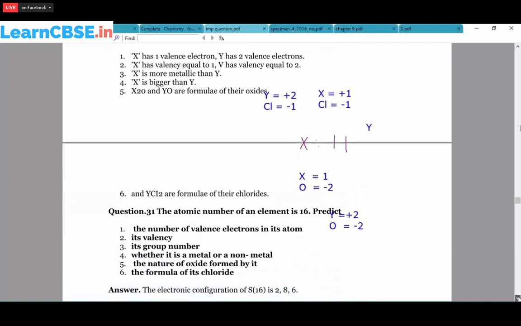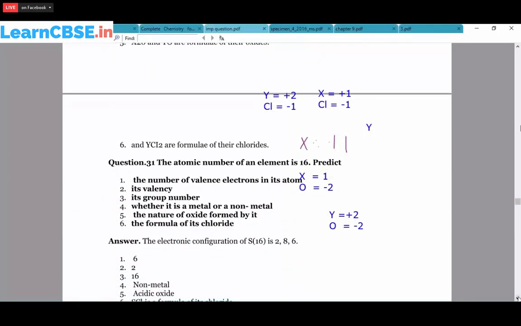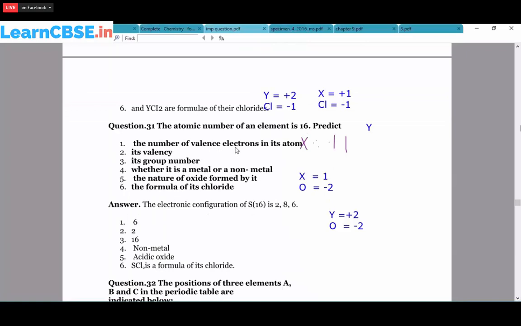Next question. The atomic number of an element is 16. Predict the number of valence electrons in its atom. So what we can do is write the electronic configuration for this: 2, 8 and 6. Based on this we can find out how many valence electrons there are. So the number of valence electrons is 6, because 6 is the number of outermost electrons.